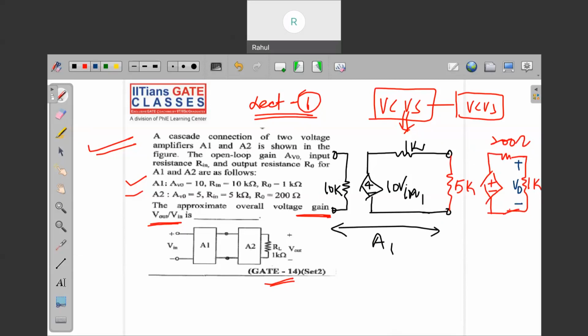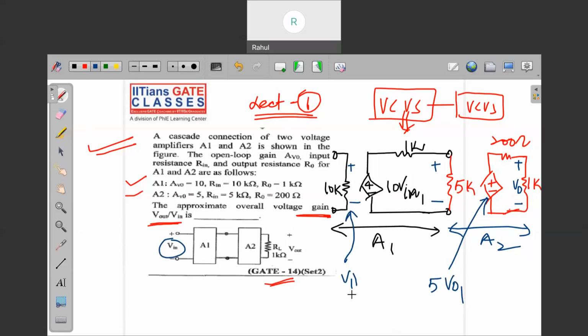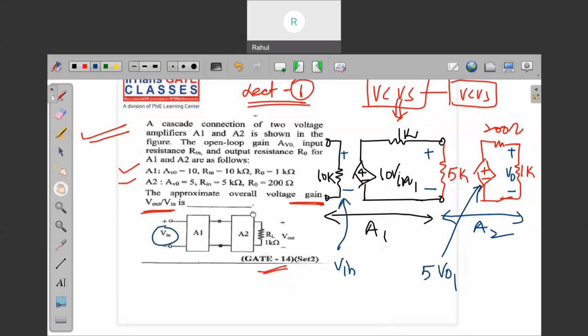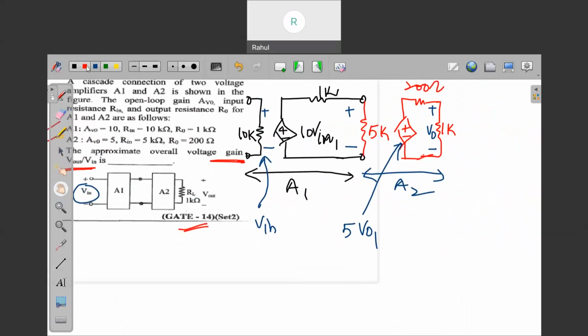So this part of the circuit is basically the amplifier circuit A2, and this has a gain of 5. Whatever output comes here we can call Vout1, and this is Vout2, but it's okay, no problem. You can see this Vin is directly applied across this, so across this is Vin. Now we have to solve this question, and it can be done very quickly.